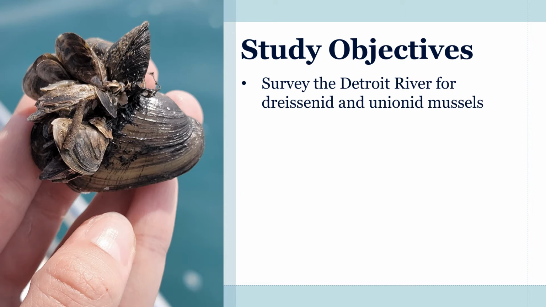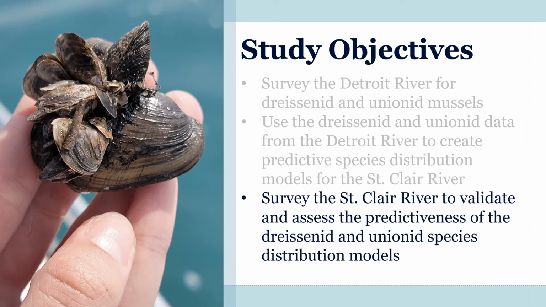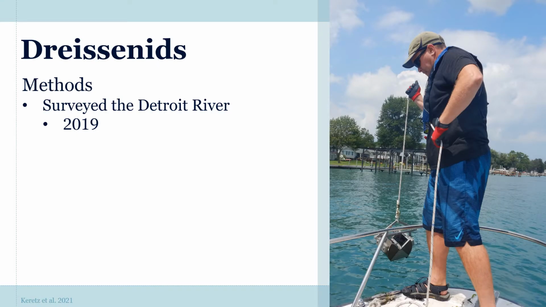The first component of this study is to survey the Detroit River for Dreissenid and unionid mussels. We will then use this data to create predictive species distribution models for both Dreissenids and unionids to predict presence in the St. Clair River. Finally, we will then survey the St. Clair River to validate and assess the predictiveness of the Dreissenid and unionid models. So we'll start with Dreissenids and cover unionids in the second half of the presentation.